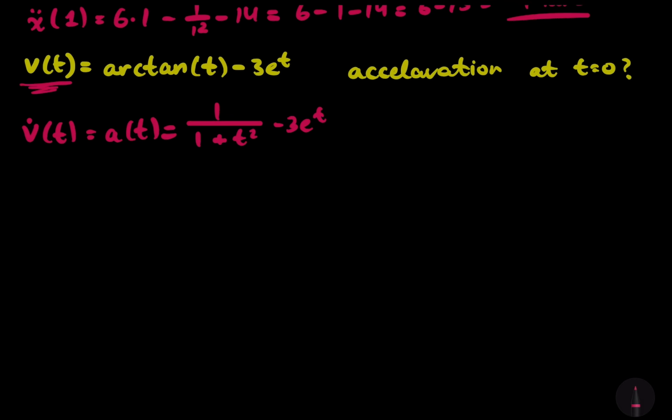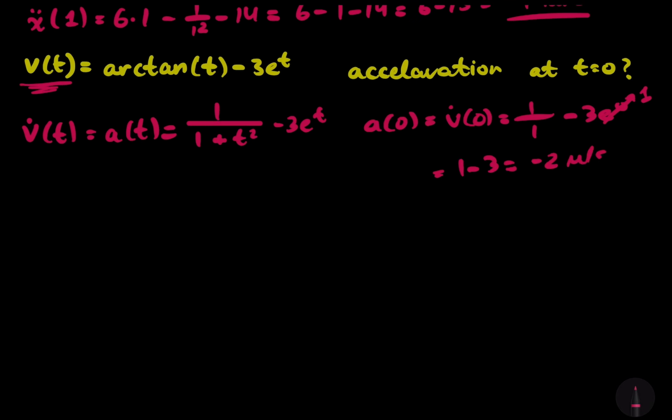So at time t equals 0, let's input that. We're going to put a of 0, which is equal to v dot of 0. And that's going to be 1 over 1 plus 0 squared, so just 1 over 1, minus 3 e to the 0. We know that e to the 0 is just 1. So it's going to be equal to 1 minus 3, which is negative 2 meters per second squared. And that would be your final answer right over there.